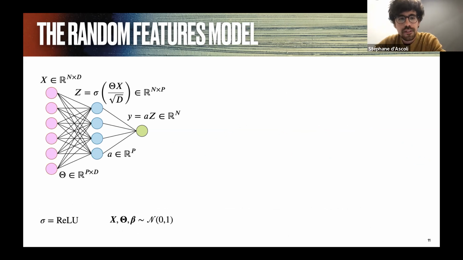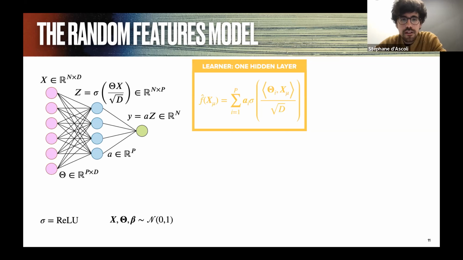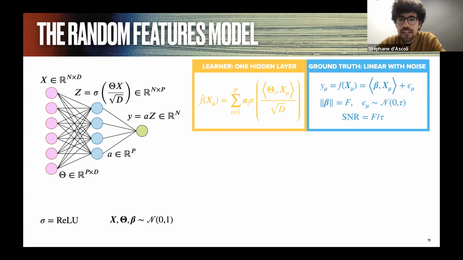Okay, so let's introduce a bit more notation. As I said, D is the input dimension, N is the number of training examples, and P is the number of parameters, so the number of nodes here. So our learning function is going to be given by this formula. And the ground truth, so the function we're learning from, is going to be simply a linear function plus some added noise epsilon. And so, of course, we're going to be interested in the signal to noise ratio, which is the norm of the teacher divided by the variance of the noise.